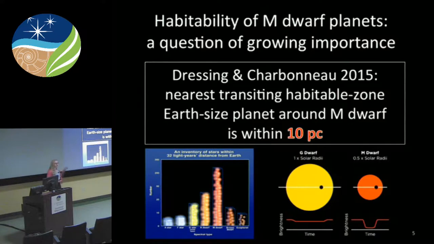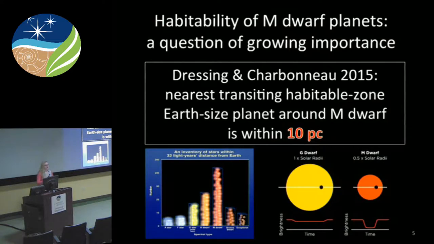Now, this is going to be really relevant to astronomers as we look at planets around M-dwarfs. Why are planets around M-dwarfs important? M-dwarfs are the most common type of star. This is a census of the different types of stars near the sun within 10 parsecs, I think, 32 light years anyways. And this pile here is M-dwarfs. So the most common stars near us are M-dwarfs, and the most common stars generally.